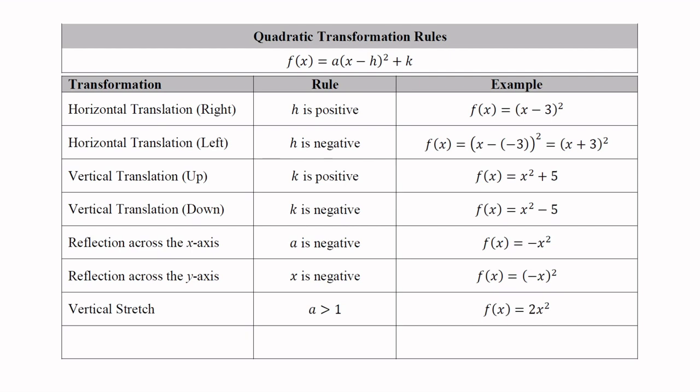Vertical stretch occurs when your value for a is greater than 1. So we're not talking about that negative sign. That negative sign is not going to come in play here. We're just talking about the value of a. So if the value of a is greater than 1, such as 2x squared, we have a vertical stretch. You have a vertical compression if that value is between 0 and 1, such as 1/2 x squared.